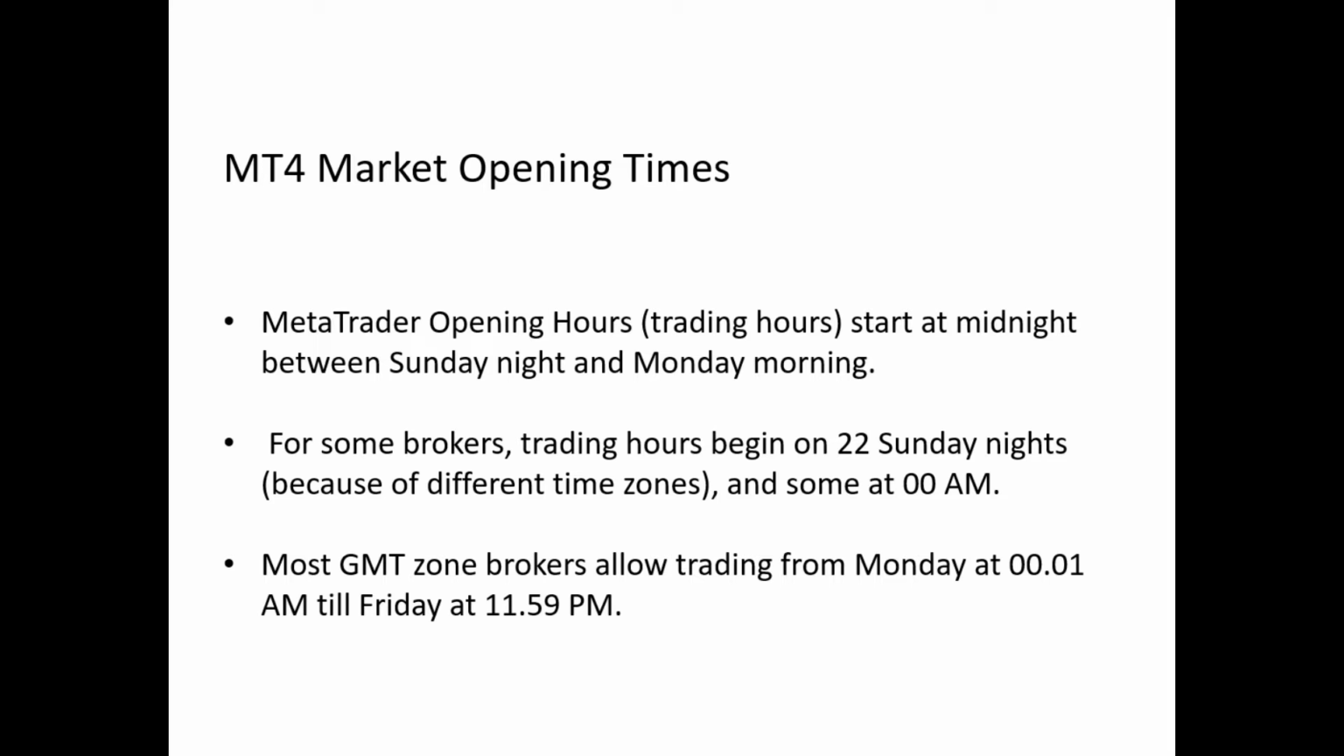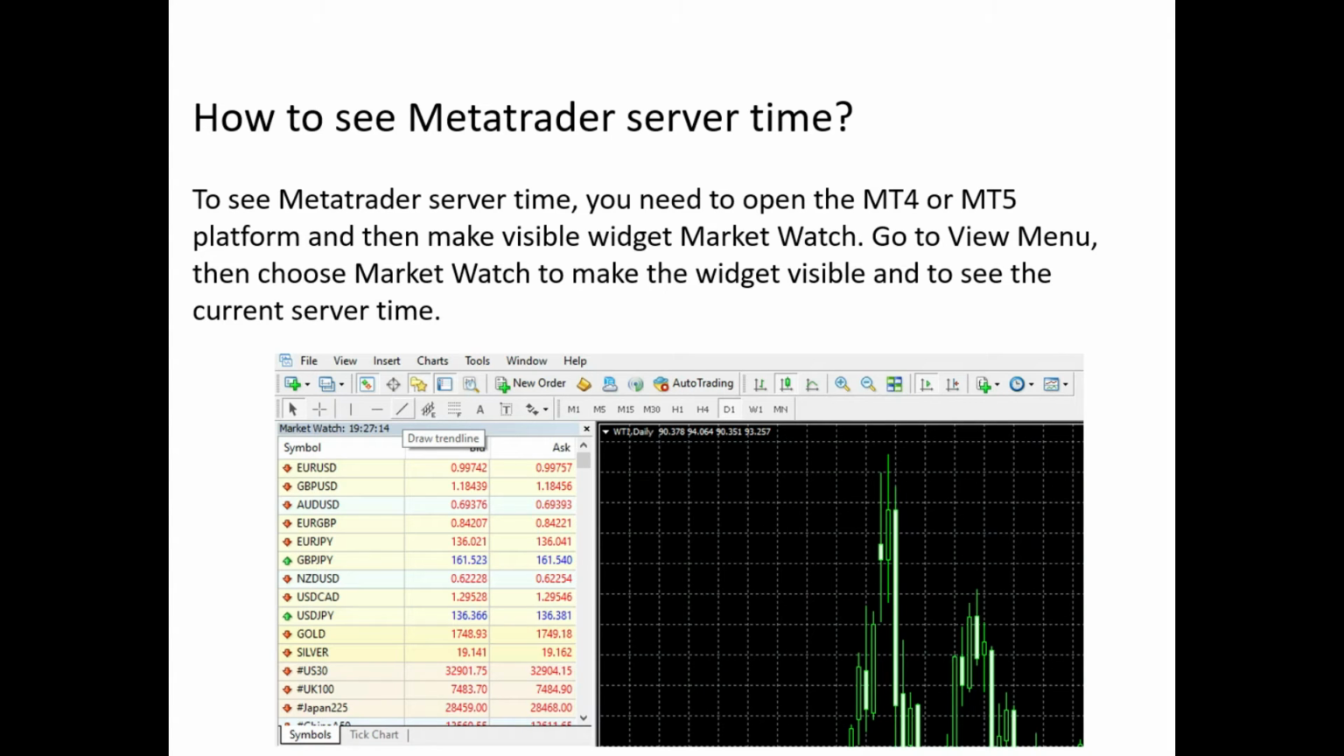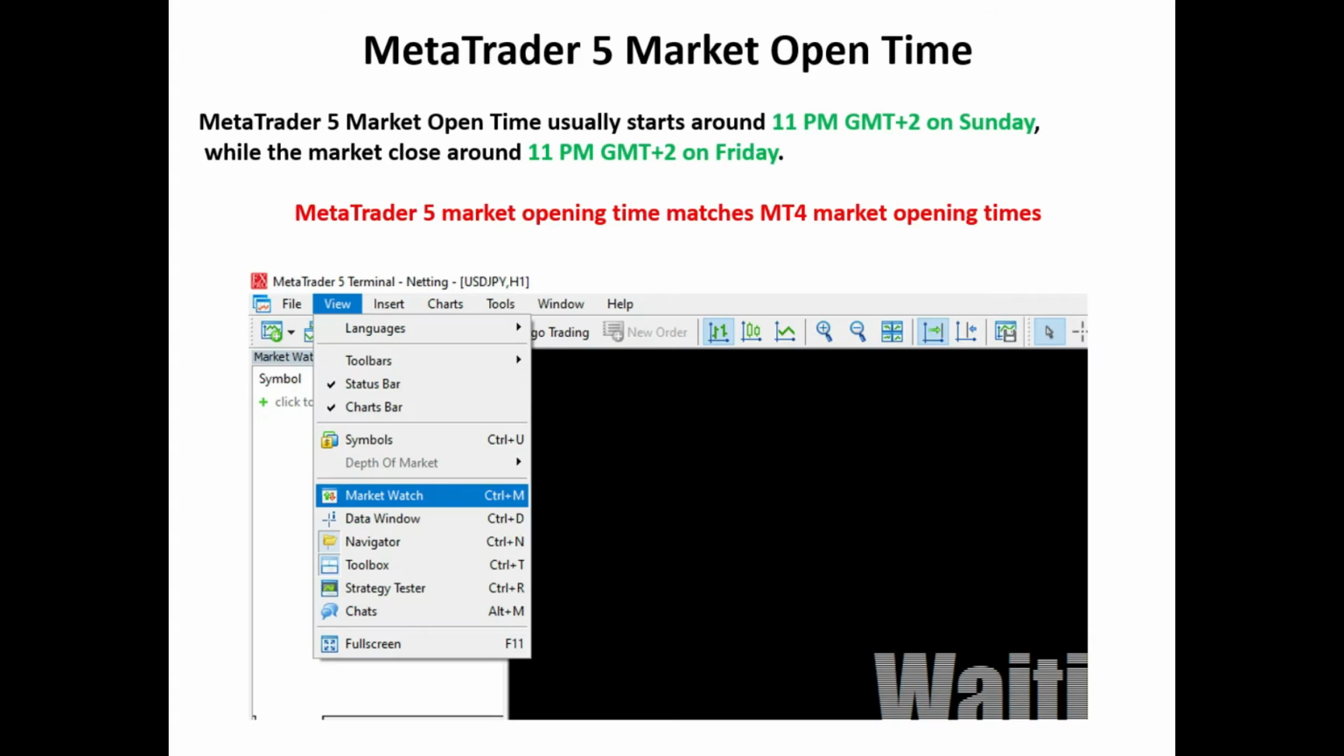If we think about this, we know that this information is not the same from every single broker. So let me start from the beginning. First, how to see the MetaTrader server time. To see the MetaTrader server time, you need to open the MT4 or MT5 platform and make the Market Watch widget visible. Go to the View menu, then choose Market Watch, and you will see the current server time. The first thing we need to do is to know this procedure in MetaTrader 4 and MetaTrader 5.